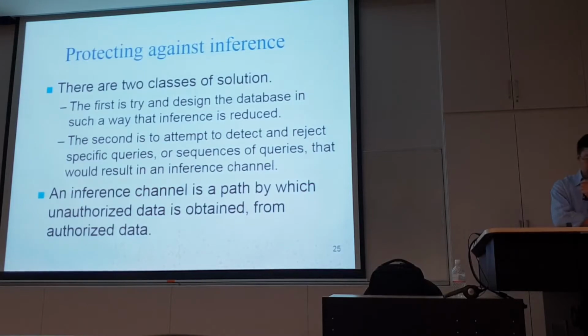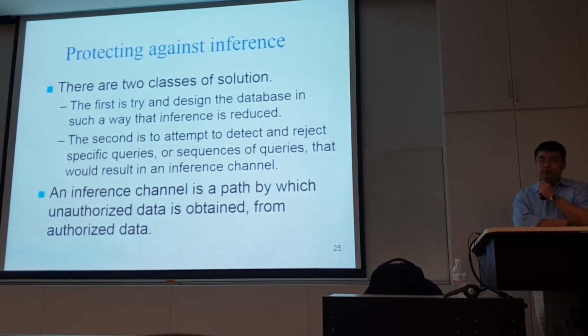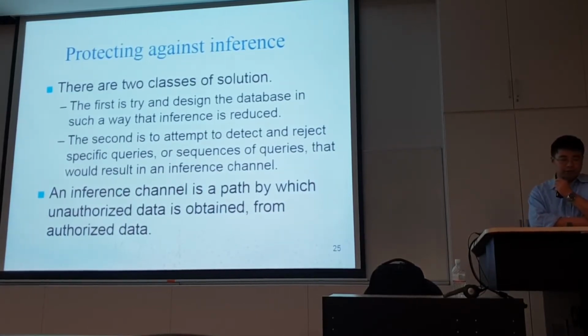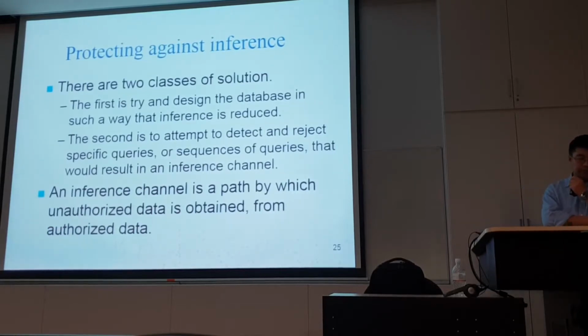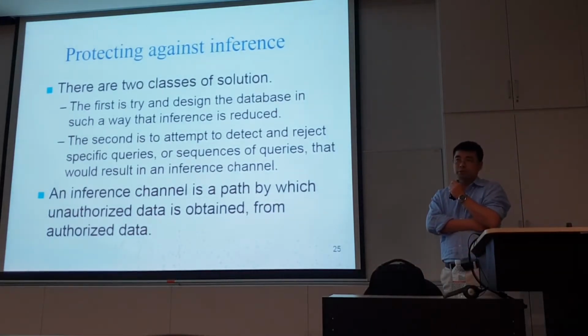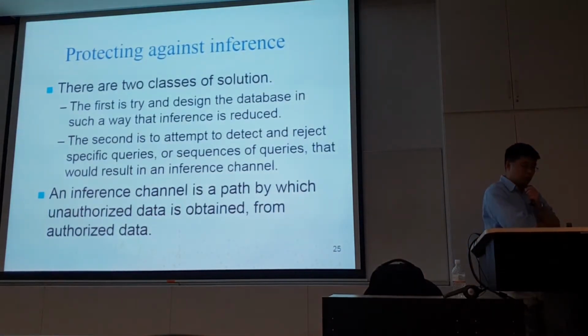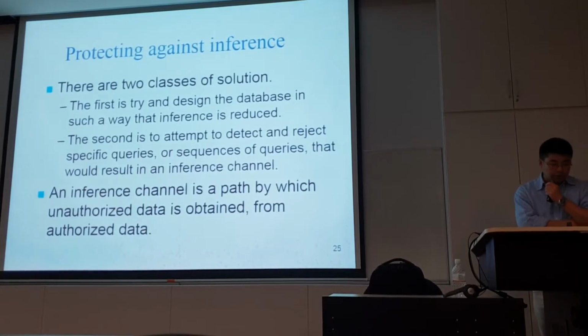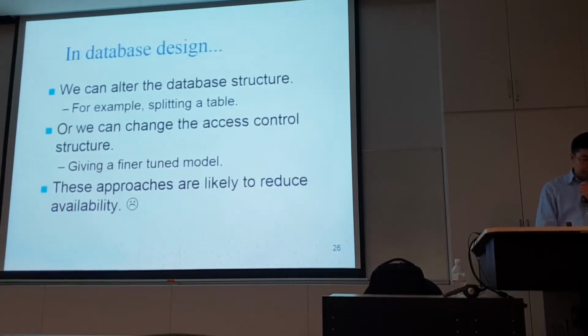Right, so how to protect against the inference? There are two classes of solutions. First is to design the database in a way such that the inference is reduced. However, this will affect availability for sure. So if you design the database to reduce the chance of inference, at the same time it will reduce availability or usability of the system. The second one is to attempt to detect and reject the queries or sequence of queries that can result in an inference attempt. Right, so we will look at some examples.